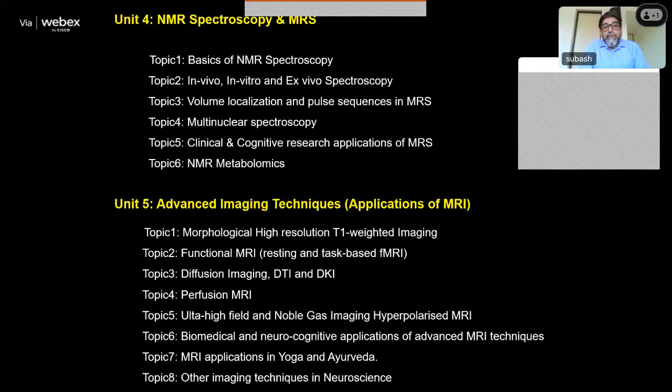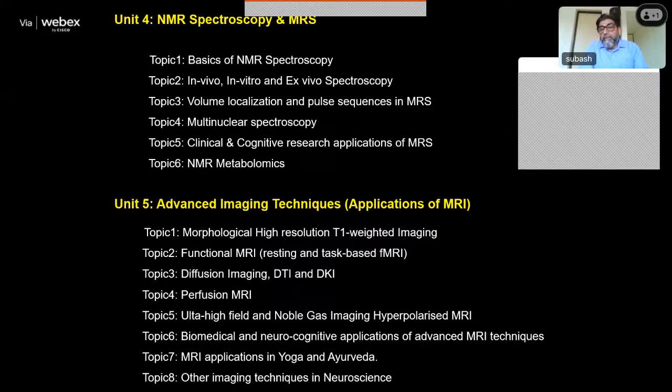Then unit 4 will comprise of NMR spectroscopy and MRS. This will be in vivo NMR spectroscopy. We will be covering most of the times, we will talk about only the brain, and where we'll have basics of NMR spectroscopy, in vivo, in vitro, and ex vivo spectroscopy, then volume localization and pulse sequences in MRS, then multinuclear spectroscopy, and then clinical and cognitive research applications of MRS, then NMR metabolomics.